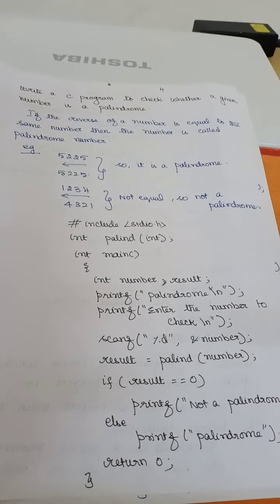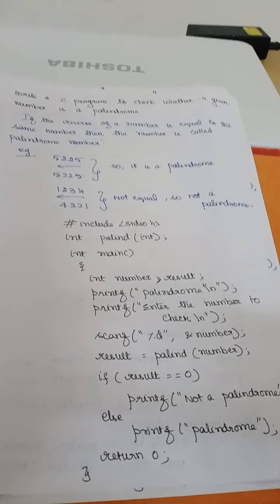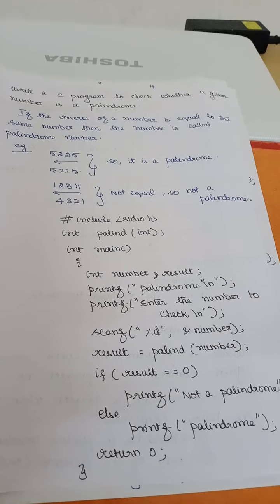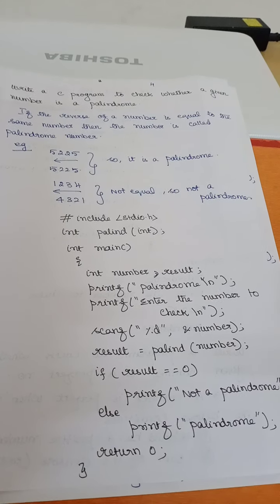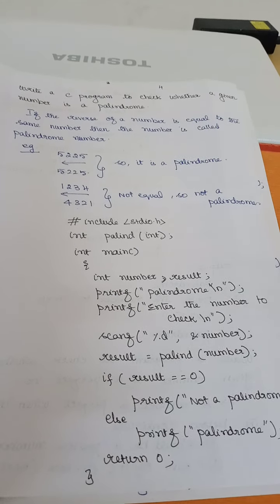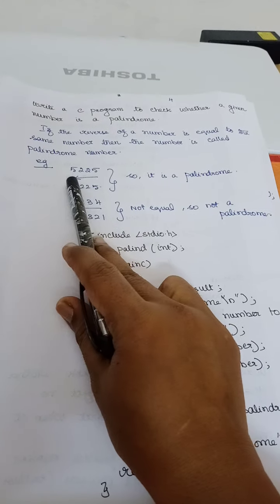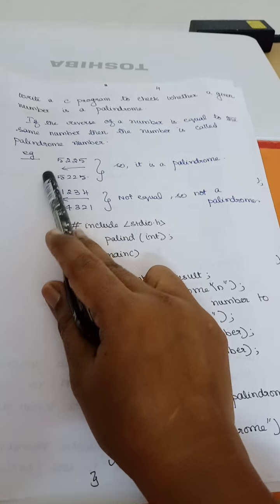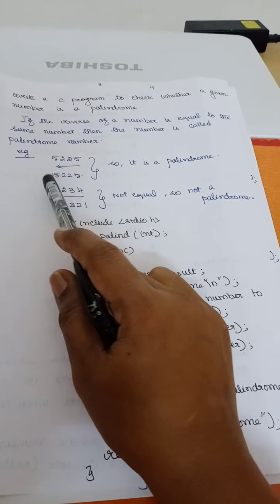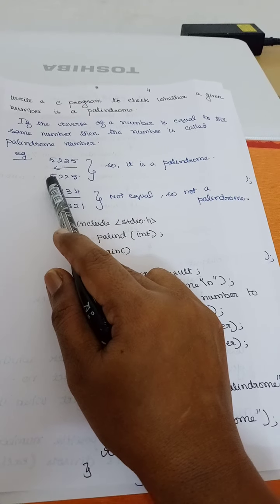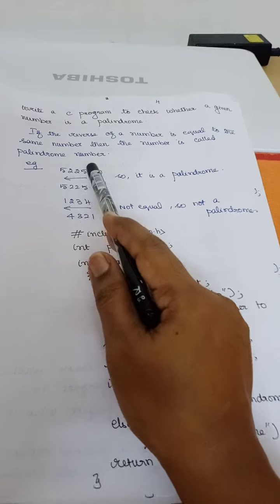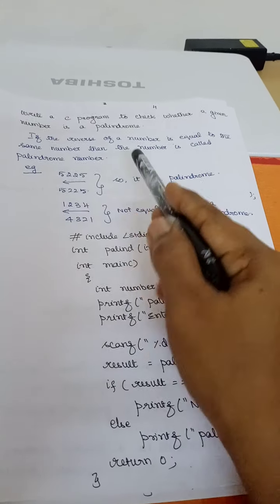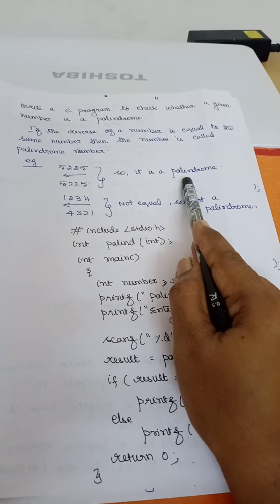The number should be equal to the reverse of the given number. Then you call the number a palindrome. Even this applies to strings also, right? So if I have 5225, if I reverse the number and write it again, I can write it as 5225. So these two numbers, the original number and the reverse of the number, are the same, so we are going to call this a palindrome.